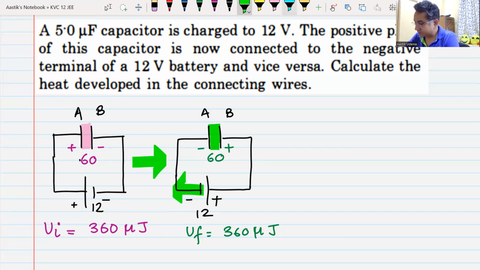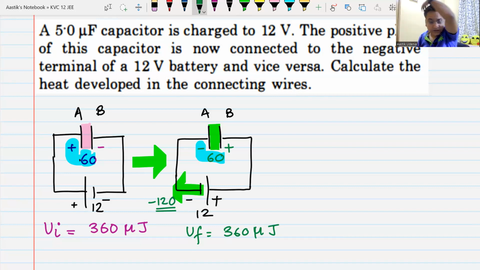See, initially this was plus 60. Now it is minus 60. So zero is not the hero here. It's 120. The charge flown is minus 120 in this direction. Do we understand this? Yes or no? Understood. The charge flown is minus 120.